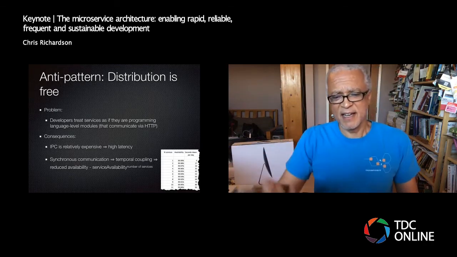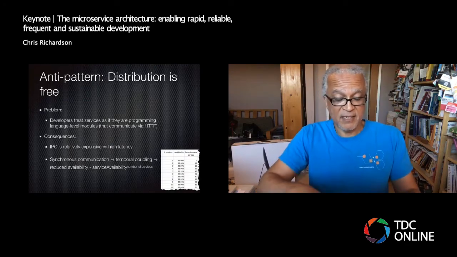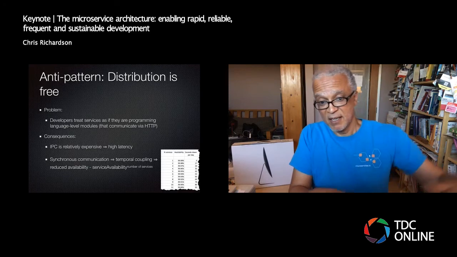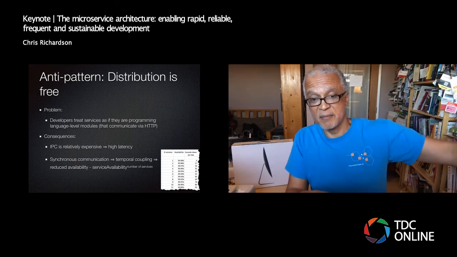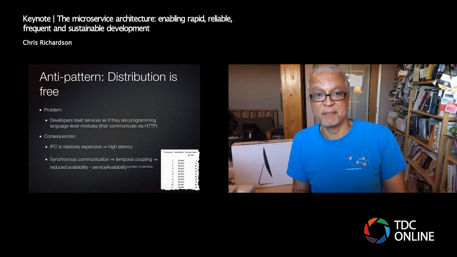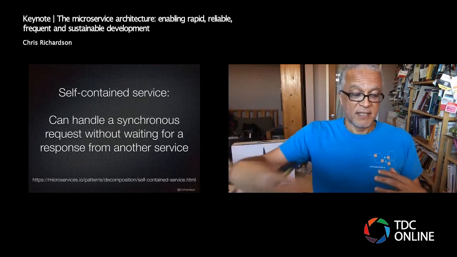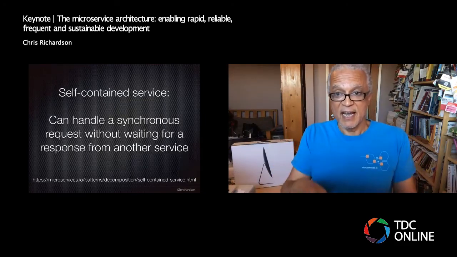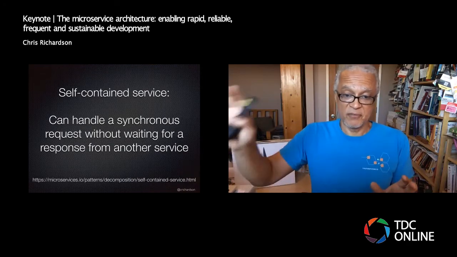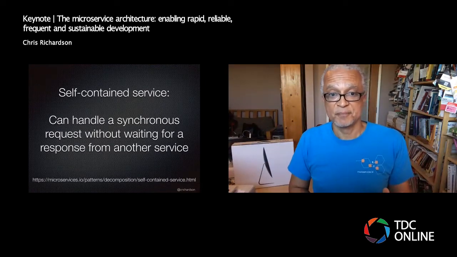I visited clients where a key operation in their API was invoking 10 other services, where there was a risk of high latency and low availability. So they were really at risk of violating their SLA. A key idea here is that you want to have self-contained services that can handle a synchronous request without waiting for a response from another service. That's a key design pattern.